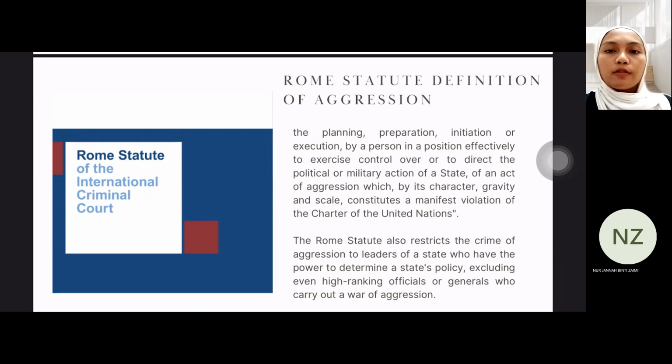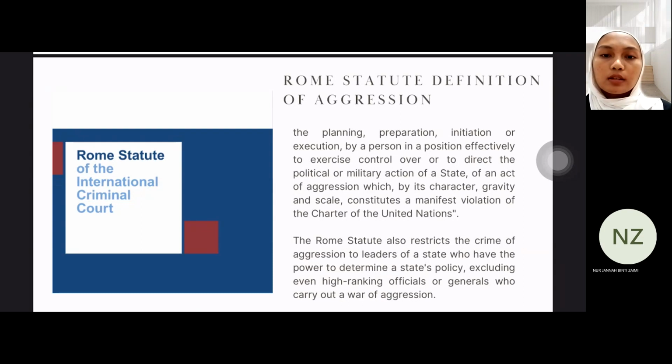And then finally, the fourth crime falling within the ICC's jurisdiction is the crime of aggression, which is the topic that I will discuss right now. Okay, so the crime of aggression is the use of armed force by a state against the sovereignty, integrity, or independence of another state.